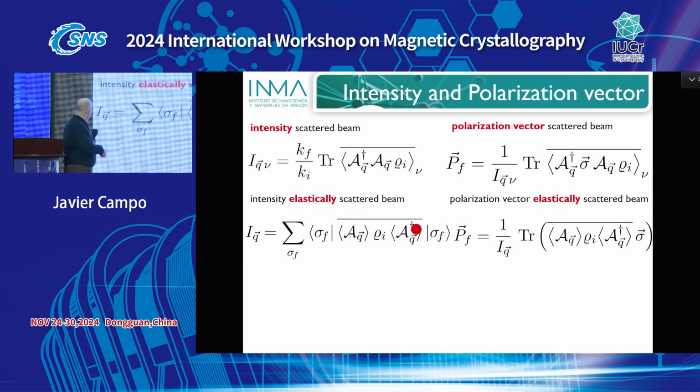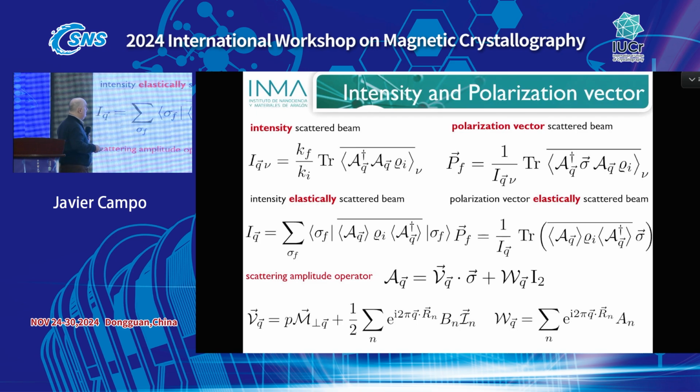But here you can also, doing the same, get the polarization vector of the final state, which will be one over the total number of scattered neutrons times this trace. And you can see here, identify rapidly, that this quantity here, A_Q, rho_I, and A_Q dagger, divided by the intensity, is precisely the density matrix of the final polarized beam, of the scattering beam.